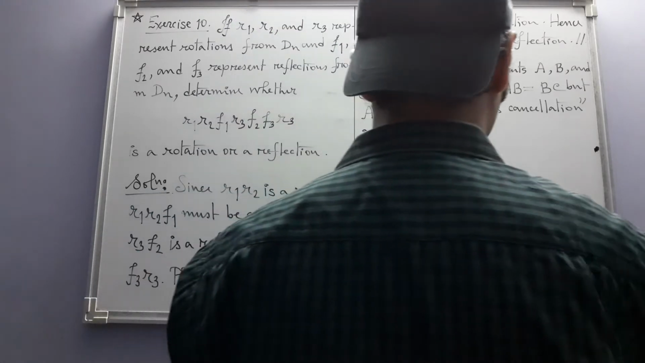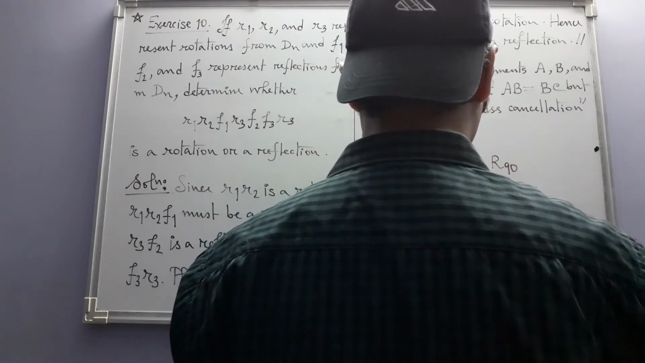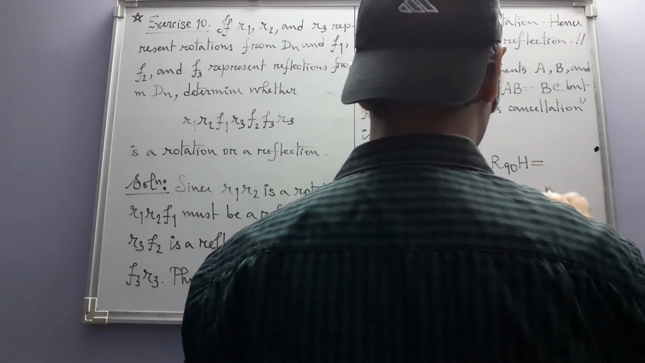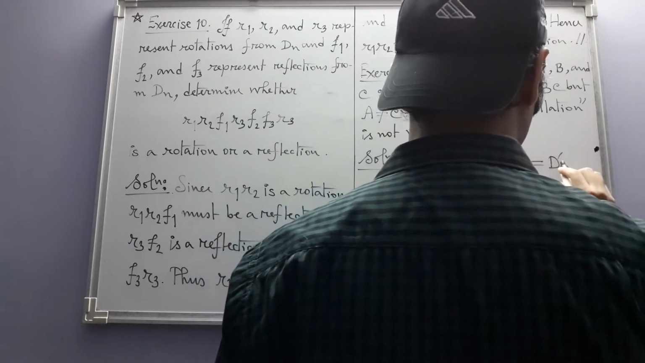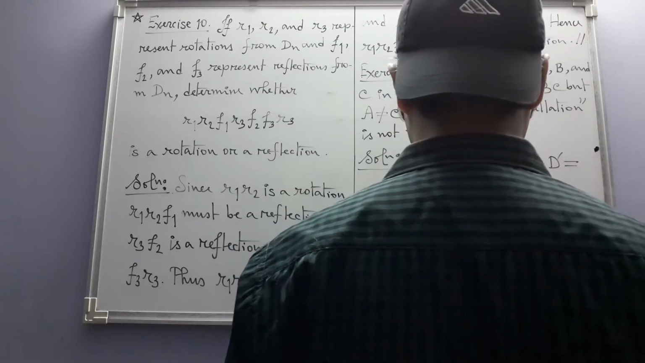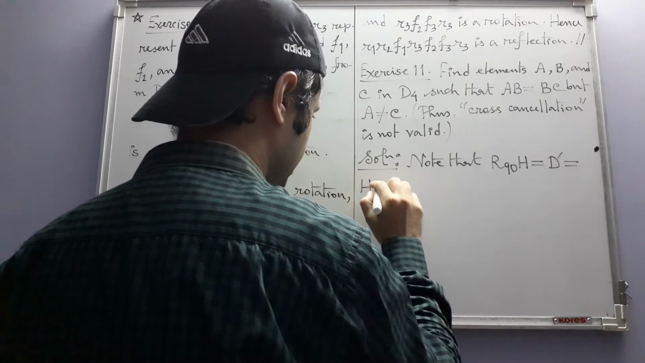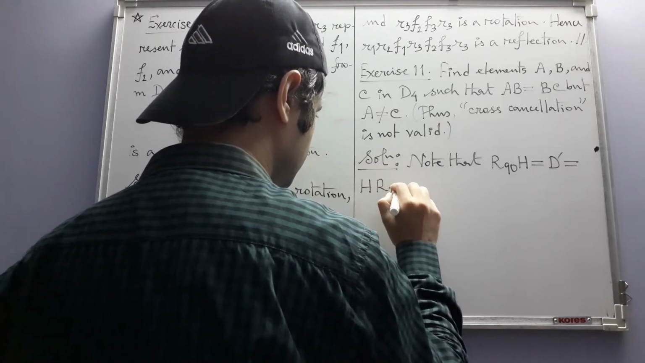Note that R90 composition H is equal to D prime is equal to H composition R270.